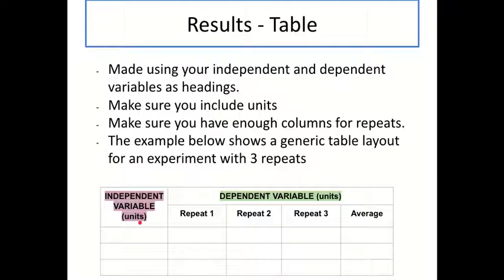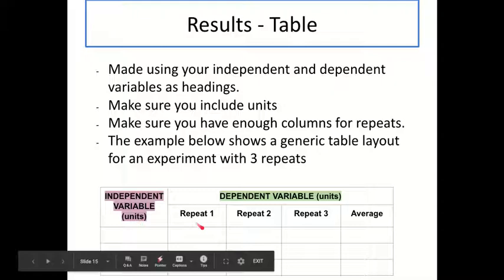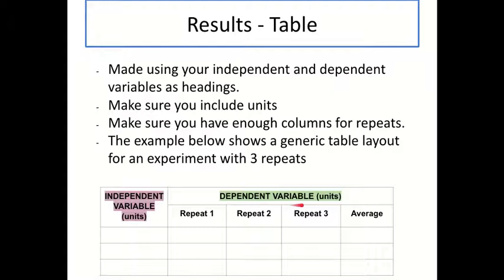You also need to plan whether you're going to repeat your experiment and make sure you enable enough columns for those. In this example, this is a generic table layout for an experiment that did 3 repeats for each independent variable. So 1, 2, 3. Now notice the independent variable is always on the left-hand column and the dependent's always going to be on the right. The dependent also goes over the top of multiple columns on the right-hand side, and this is because all of these columns will contain results for this dependent variable.